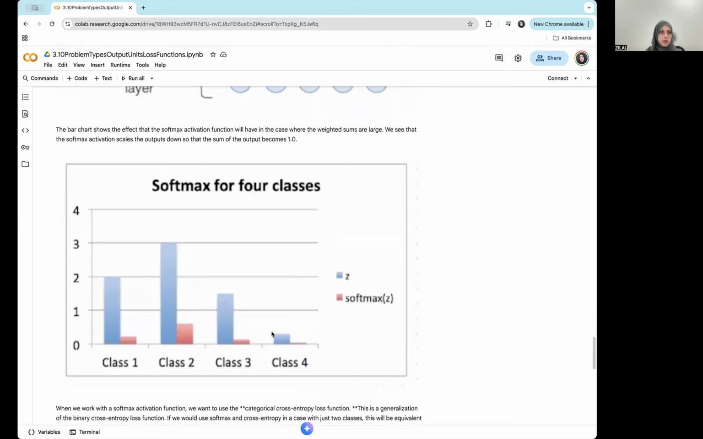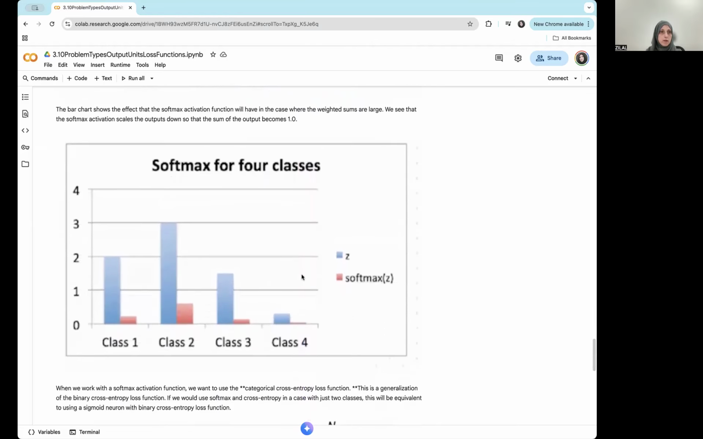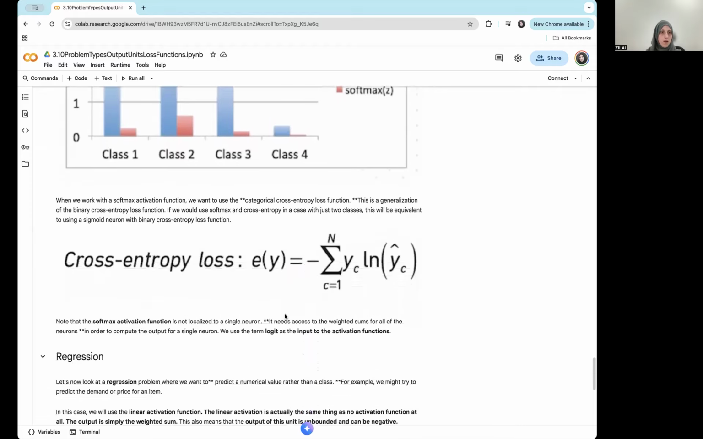And the bar chart here shows the effect that the softmax activation function will have in this case where the weighted sums are large, the blue bars. We see that the softmax activation scales the outputs down so that the sum of the outputs becomes 1.0.